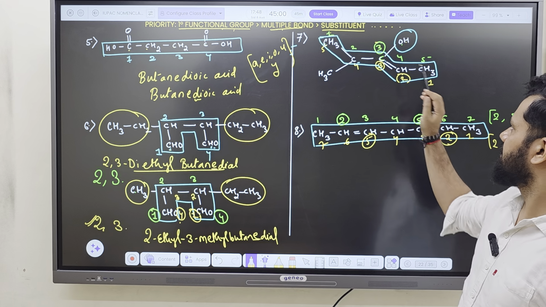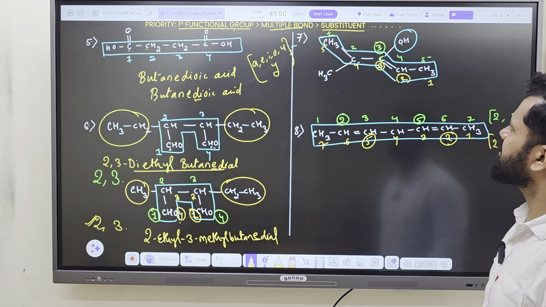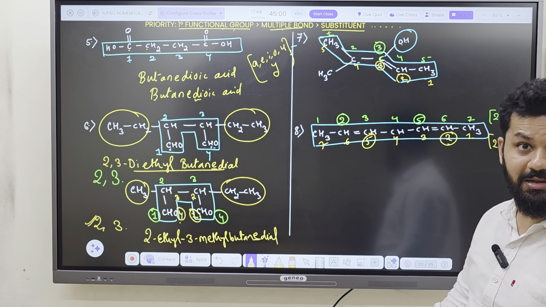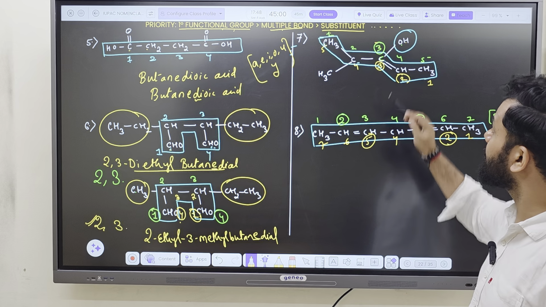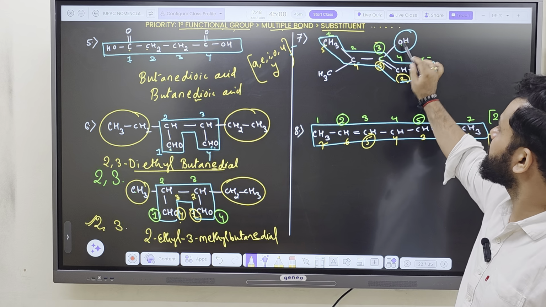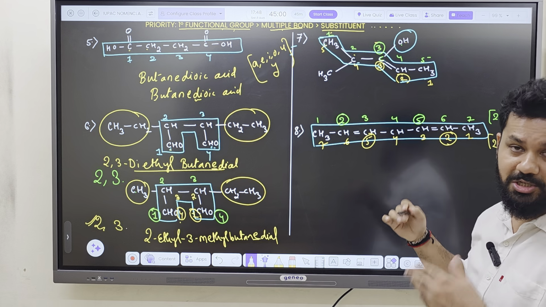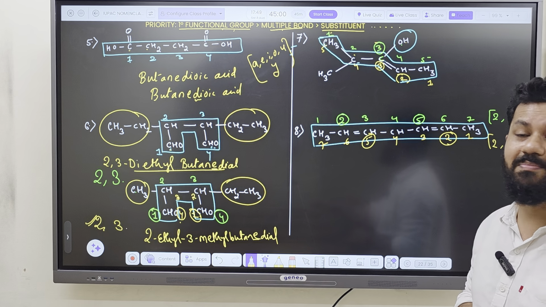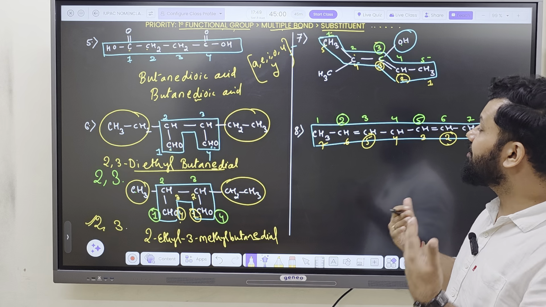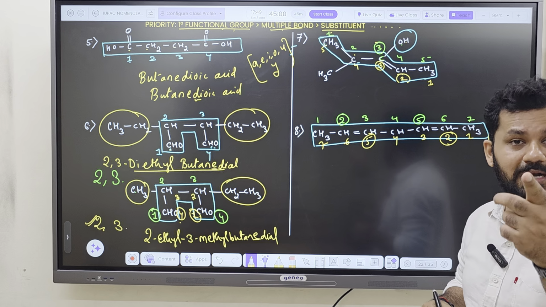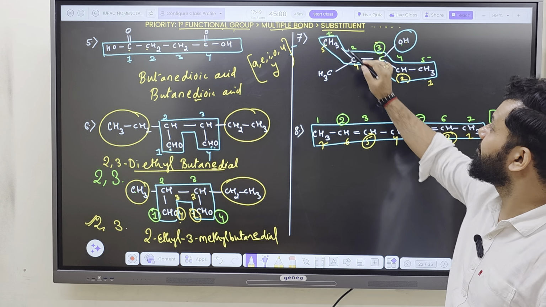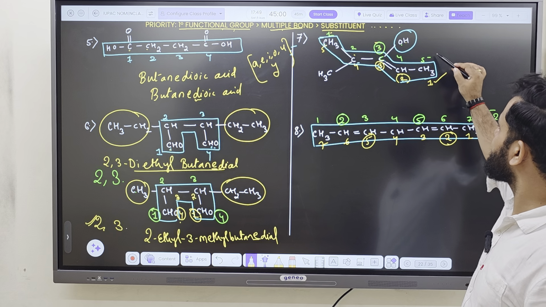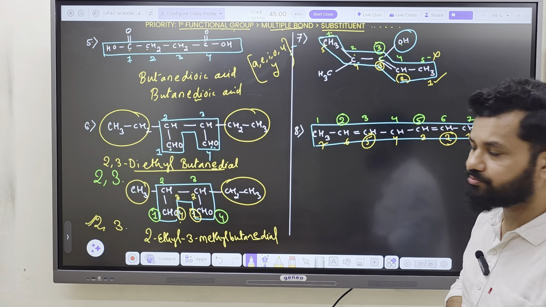Let us try to name this guy. So which is the correct way of numbering? The yellow or the green one? Just check. So we have to assign the minimum number to OH. 1 to 3rd position OH. Both ways the functional group gets the same number. So we check in which way we can assign the minimum number to the multiple bond. Sir, this way 1, 2. If I come this way, it becomes 3. So yellow way of numbering is correct, green way of numbering was wrong.